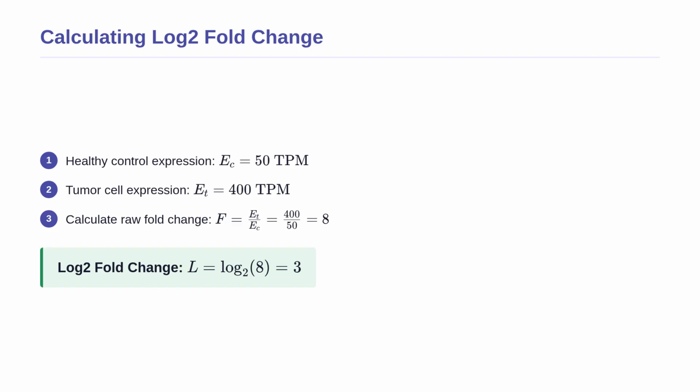First, we find the raw fold change by dividing the tumor expression of 400 by the control expression of 50. This gives us 8, meaning the gene is expressed 8 times higher in the cancer state. Next, we take the base 2 logarithm of 8. Since 2 raised to the power of 3 equals 8, our final answer is 3. This positive value of 3 confirms significant upregulation in the tumor.